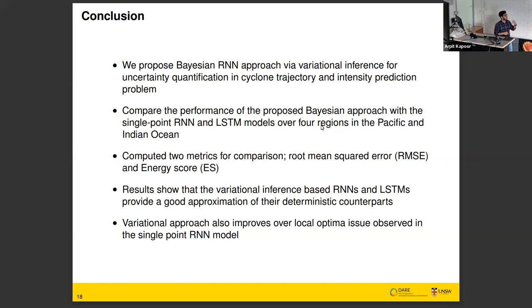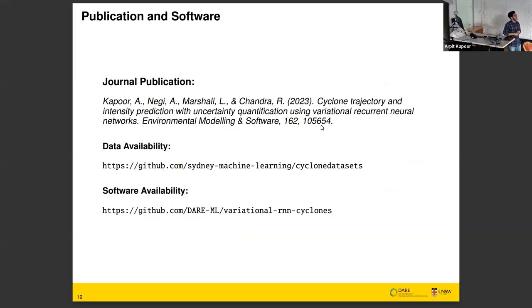And the results show that the model is able to quantify the uncertainty really well and provide a good approximation of the deterministic counterparts. What we particularly noticed, as I highlighted, was that the variational approach was able to introduce the right amount of prior influence on the model learning, and it was able to avoid this local optima issue that we noticed in the single point models. Right, so this paper was published in Environmental Modeling and Software earlier this year and is available if you want to give it a read.